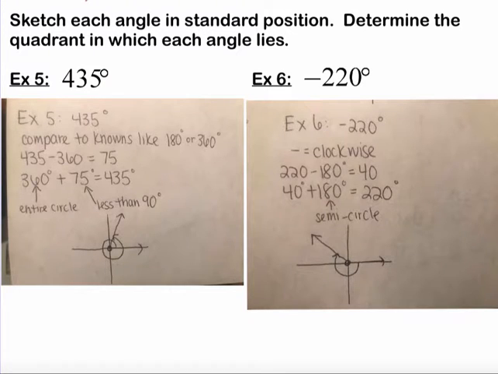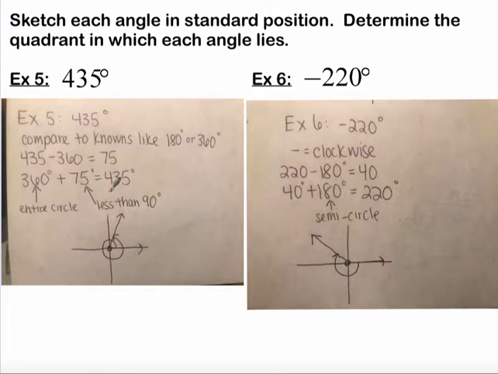Let's go to ones you might feel a little more comfortable with, like 435 degrees. That's in degrees, totally different now, so you should be a little bit more familiar. We're going to be comparing to known values like 180 degrees and 360 degrees. So 435 is pretty big. It's bigger than 360, so if I compare 435 to 360, it's 75 more than that.